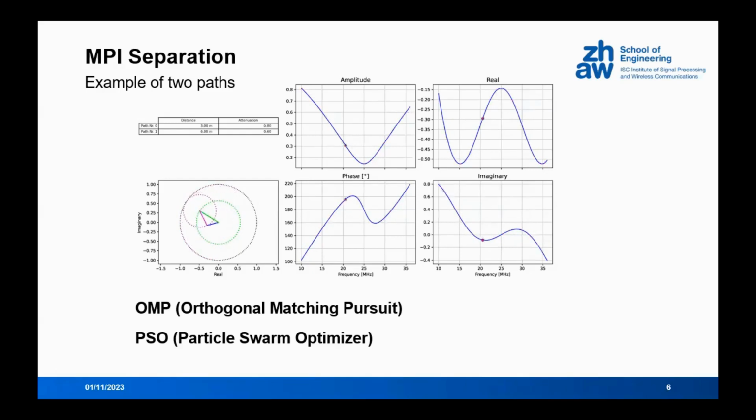What we wanted to do now is to use a global optimizer like a particle swarm optimizer that is able to solve the problem not iteratively, as the orthogonal matching pursuit does, but instead tries to solve it as a whole and guesses the distances together.